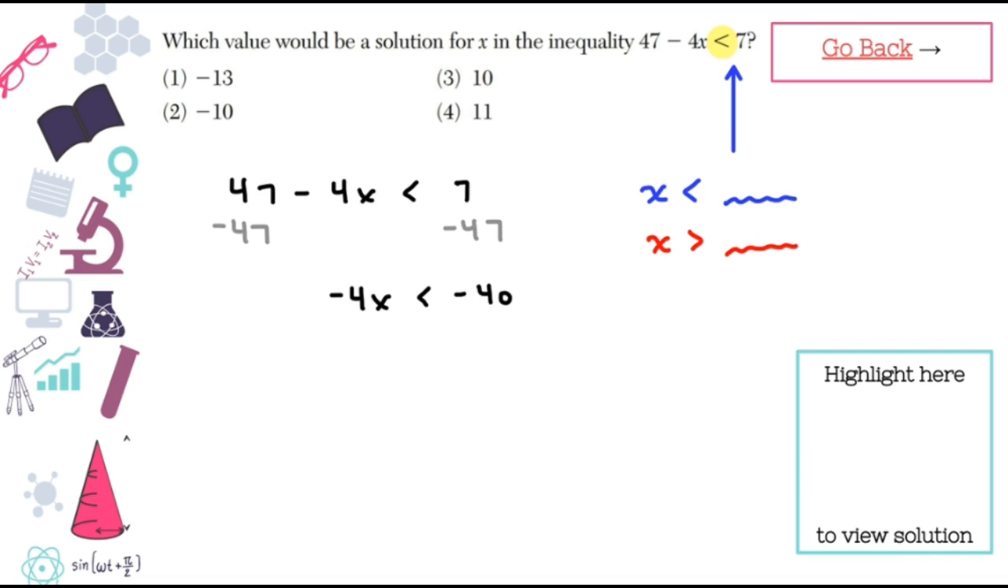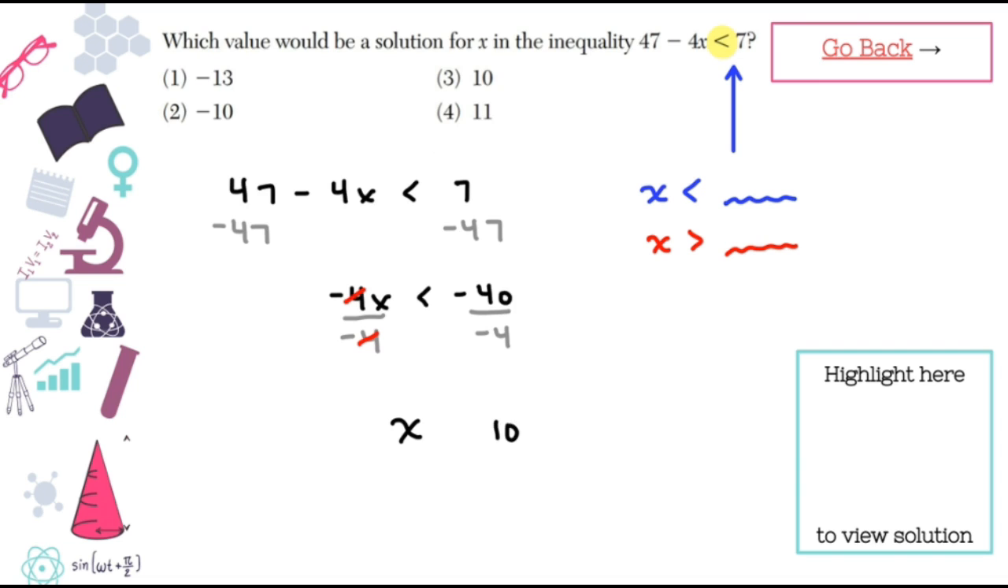From here, I'm just going to divide both sides of the inequality by a negative 4. And what I've done here is I have reversed the sign of everything on both sides of the inequality. So what used to be a negative 4x is now a positive x. And what used to be a negative 40 is now a positive 10.